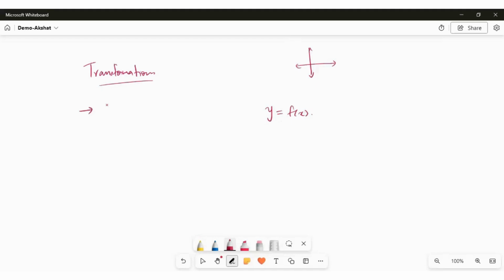So the first transformation we have is translation. Translation means a change in its position, like we are shifting the graph, so we are lifting it. Suppose this is one graph, and I'm shifting it to a new place. So I can shift it two ways, isn't it? Either I can shift it horizontally or I can shift it vertically. So, this translation.